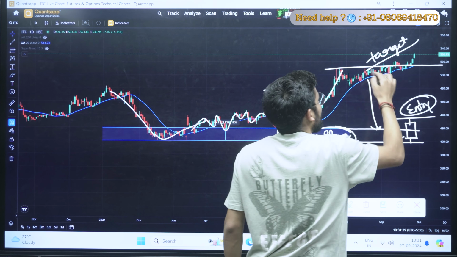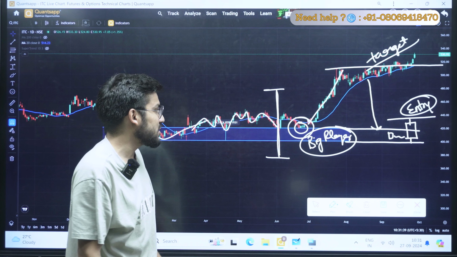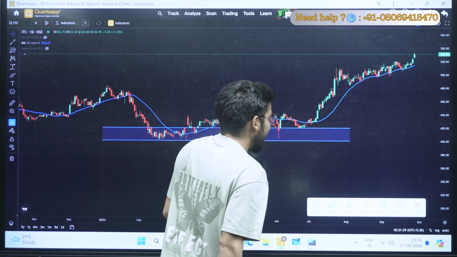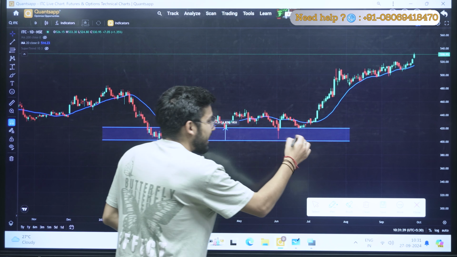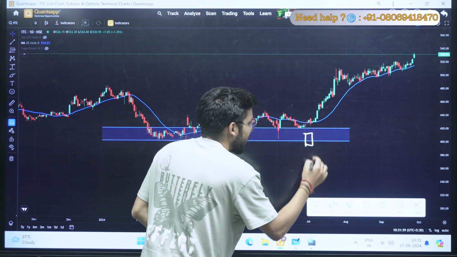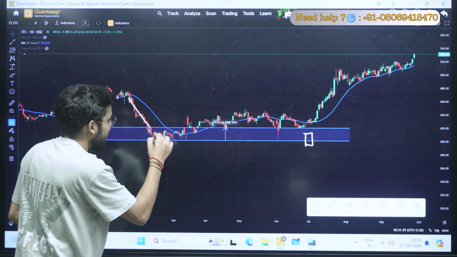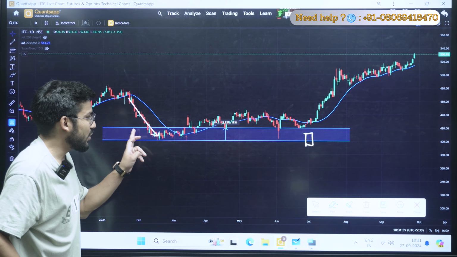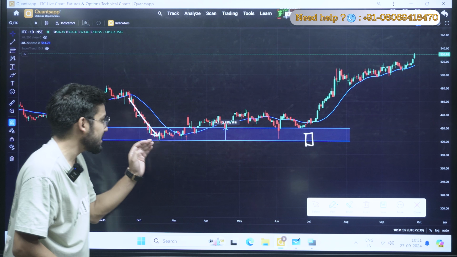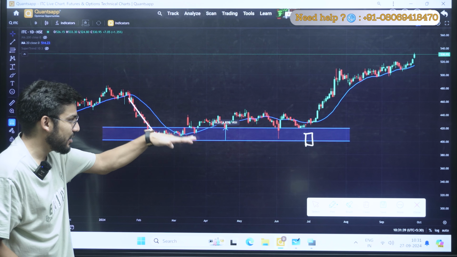Now for the stop loss, what you have to do: this was the zone, right? At any point of time, if my market breaks it like this, for example it came down here, now you can see no candle has broken it on the lower side, right?